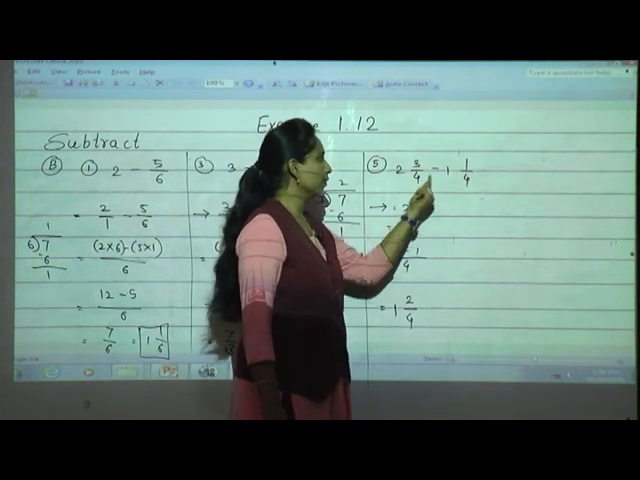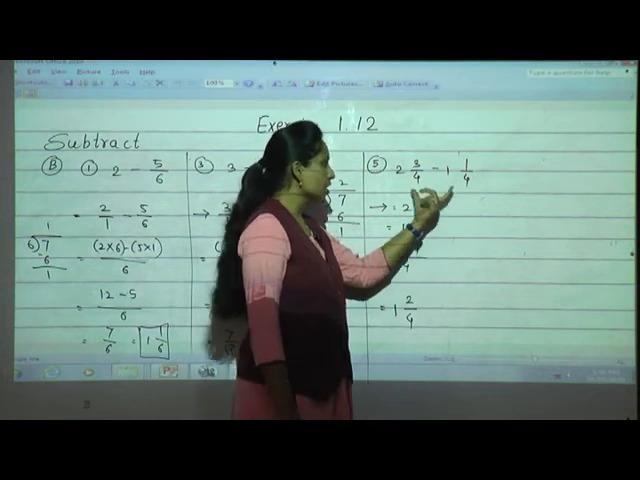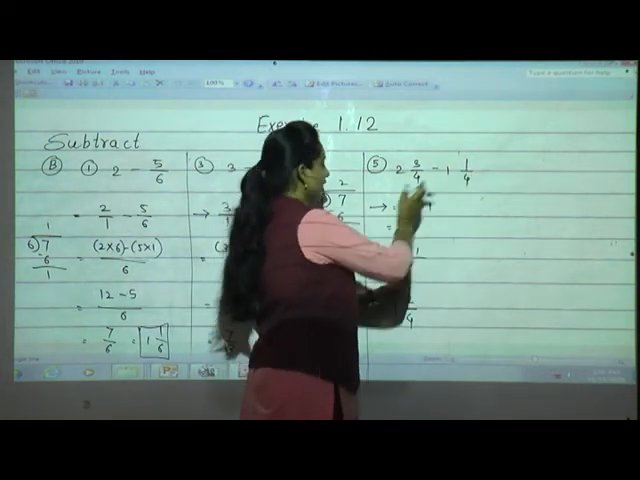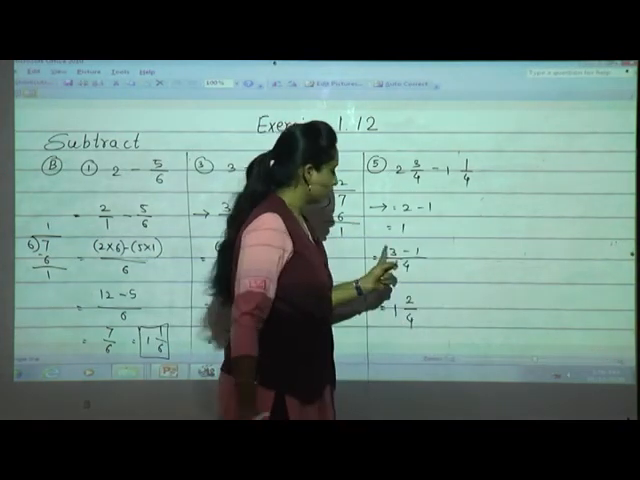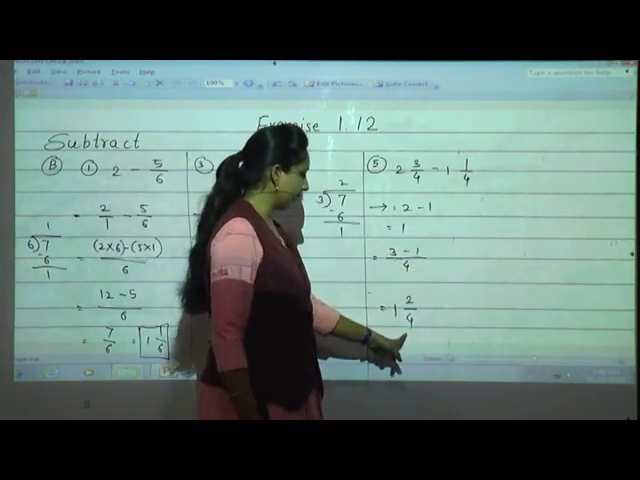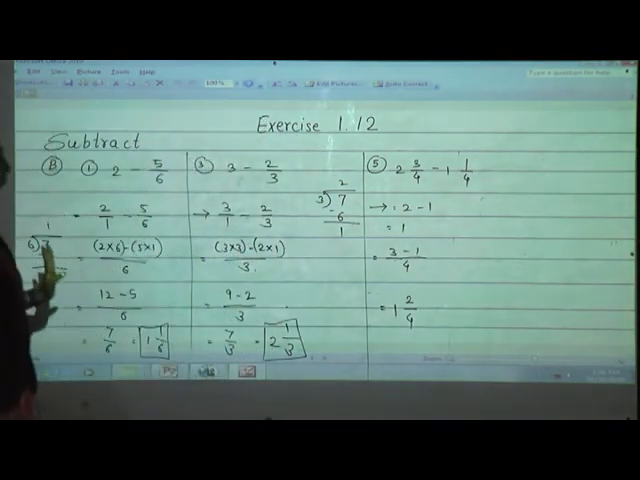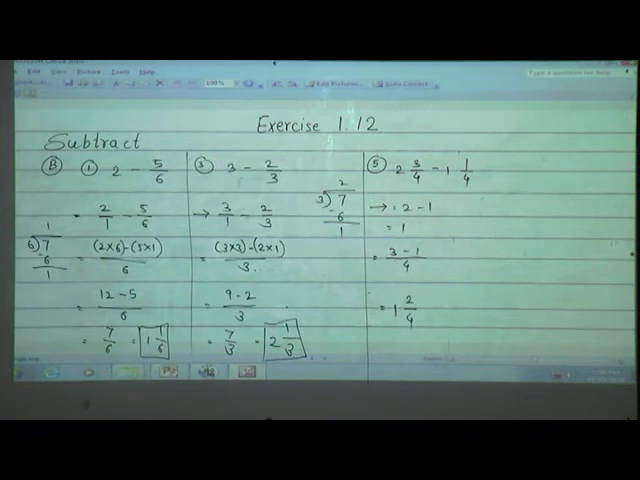Now see, 3 upon 4, 1 upon 4 is remaining. So denominators are same, so write only once, and the numerators we have to subtract. 3 minus 1. So 3 minus 1 is 2 upon 4. So here whole number is 1. So write that number also. Clear? Yes. Now next example, 7th one I will solve for you.